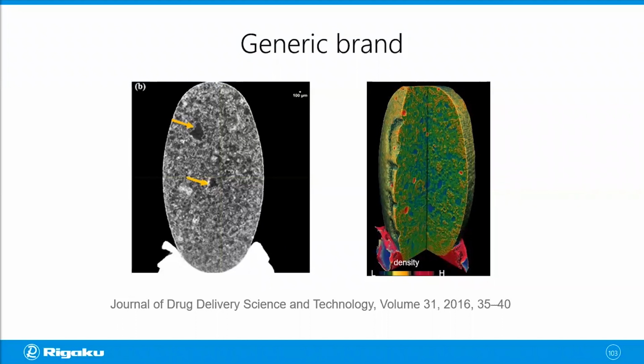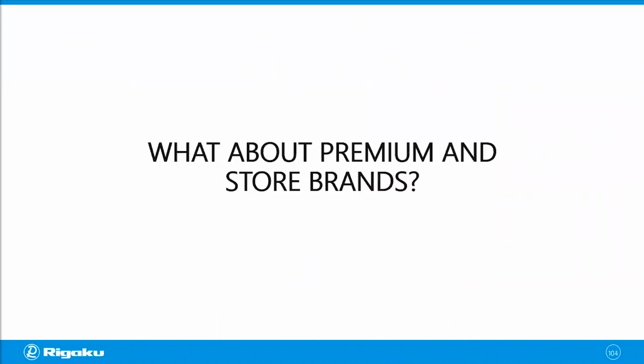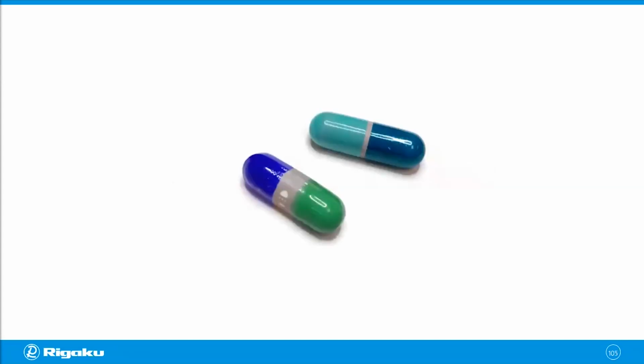So this is an example of generic and brand name drugs. But what about those premium and store brands? Do we see difference in those? Well, let's take a look. Those are painkiller tablets.